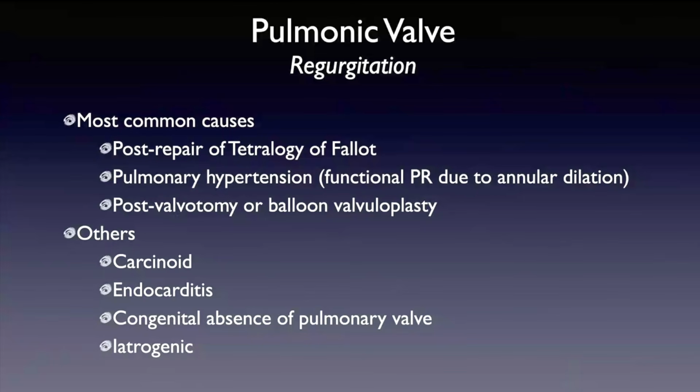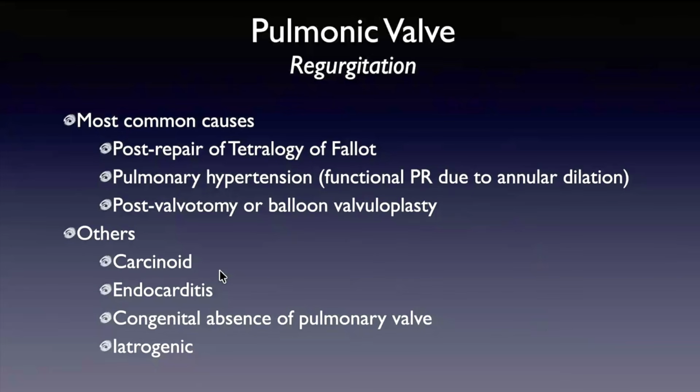So the etiology of pulmonic valve regurgitation, the most common causes: post-repair of tetralogy of Fallot is probably the most common that we see in our echo lab. You can see it with pulmonary hypertension, that functional PR due to annular dilatation, rarely tends to be severe, usually more mild to moderate. And of course, if you had an intervention on your pulmonic valve before, post-valvotomy or balloon valvuloplasty, you could get pulmonic regurgitation. And then there are others less common.